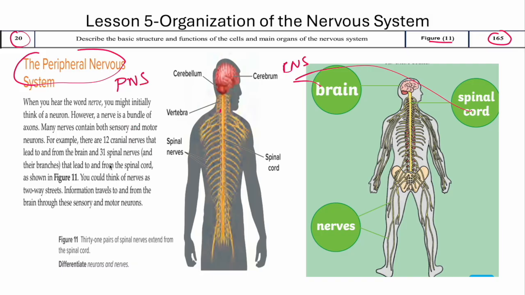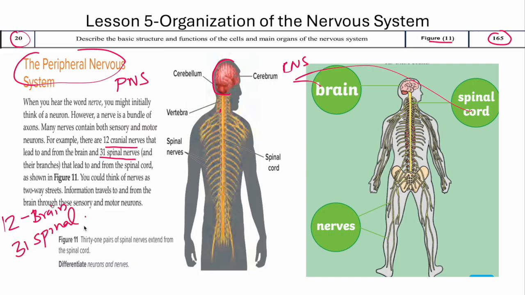PNS. And we have about 12 cranial nerves and 31 spinal nerves, right? The cranial means the brain, right? So there are 12 cranial or brain nerves, that are arising from the brain. And there are 31 spinal nerves, right?